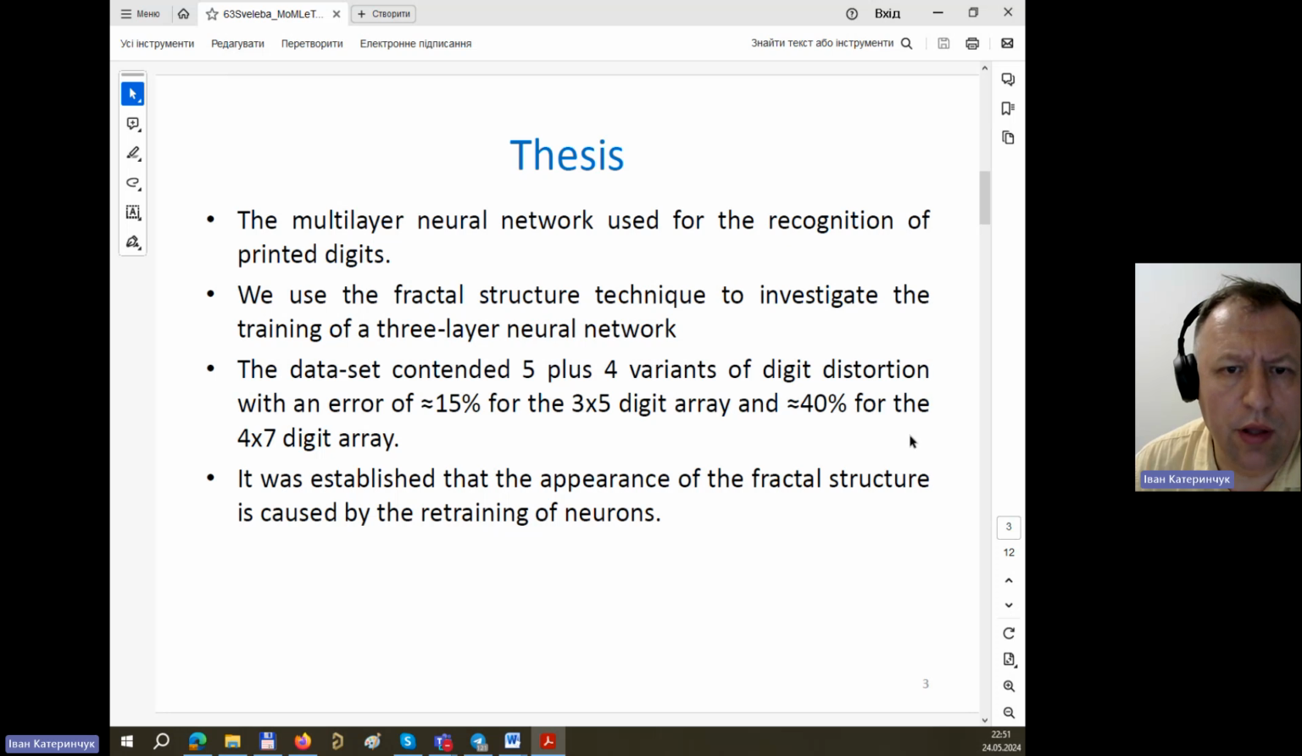The multilayer neural network was used for the recognition of printed digits. We use the fractal structure technique to investigate the training of a three-layer neural network. The dataset contained 5 plus 4 variants of digit distortion with an error of 15% for the 3 and 5 digit array and 40% for the 4 and 7 digit array. It was established that the appearance of the fractal structure is caused by the retraining of the neuron.